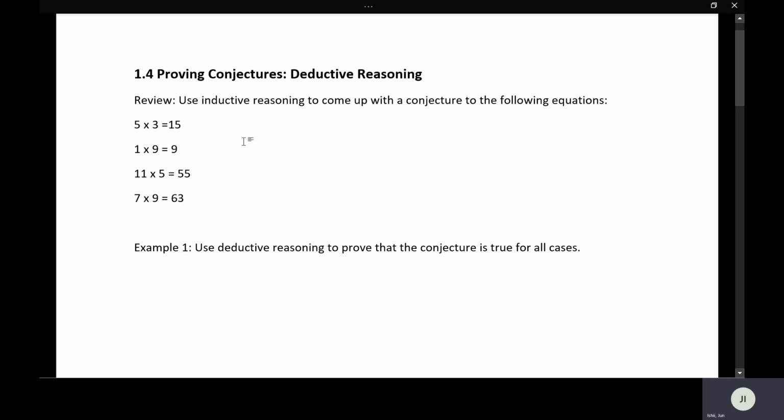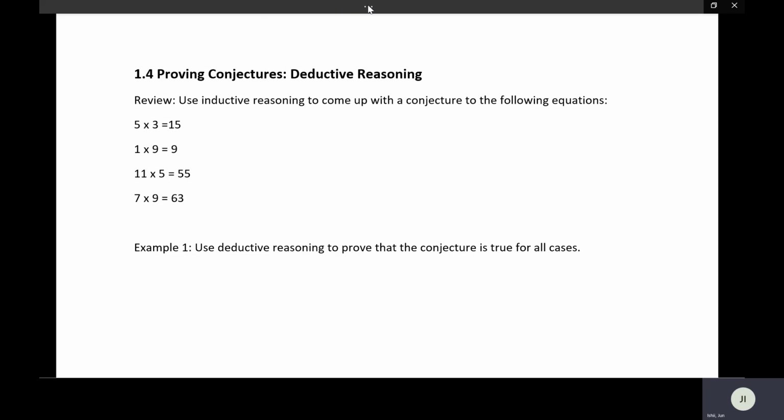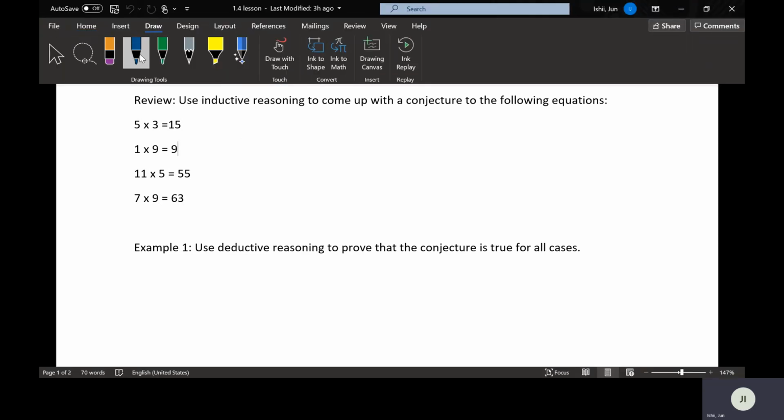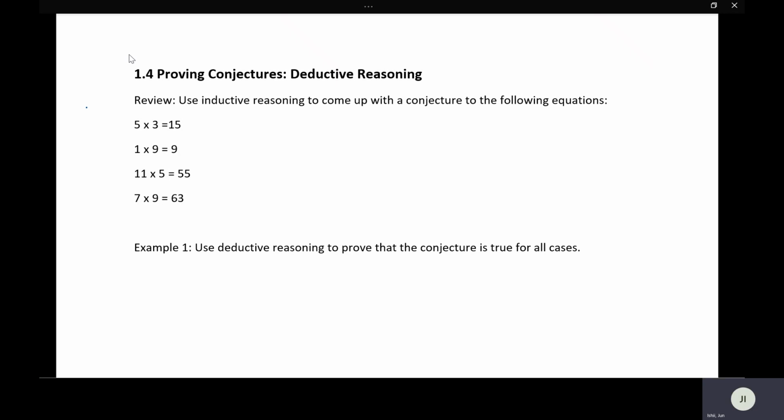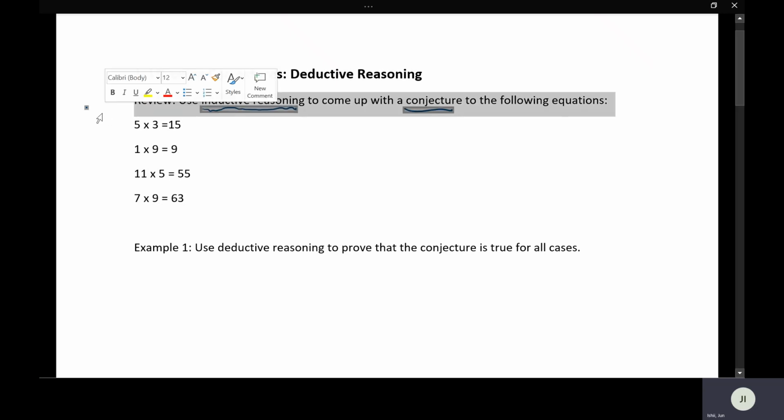All right, so actually, I'm going to start off with a little bit of review from last lesson. Let me just get the pen ready here. So first off, I wrote up four math equations, and what we're going to do is use inductive reasoning first to come up with a conjecture based on the following equations. Okay, so I got 5 times 3 is 15, 1 times 9 is 9, 1 times 5 is 55, 7 times 9 is 63. Okay, so this time we're going to be multiplying.